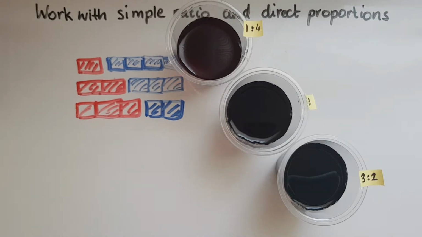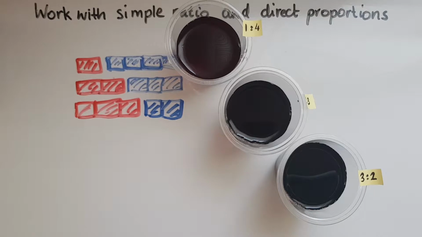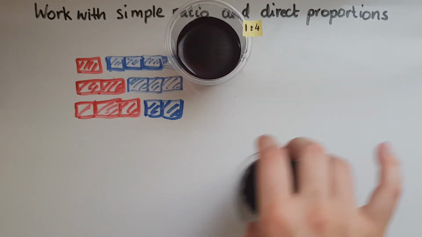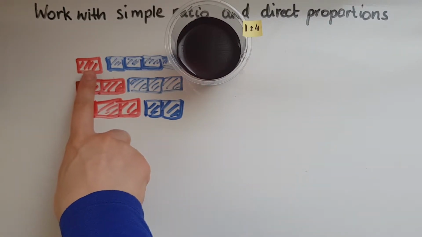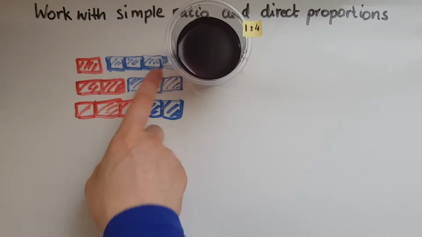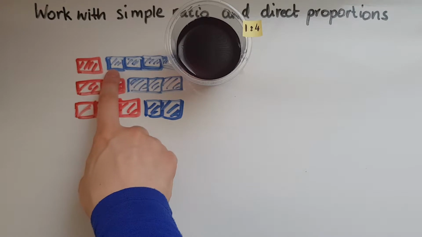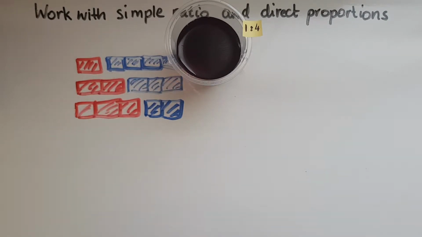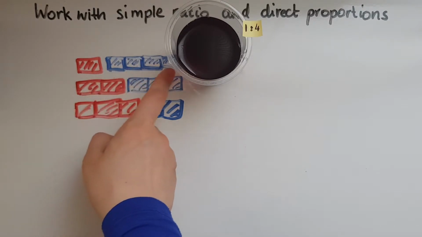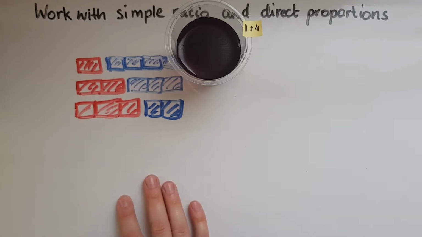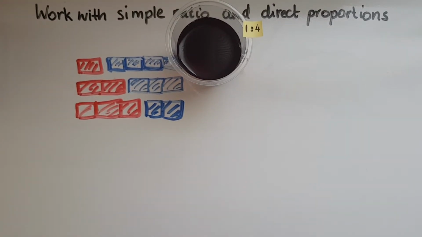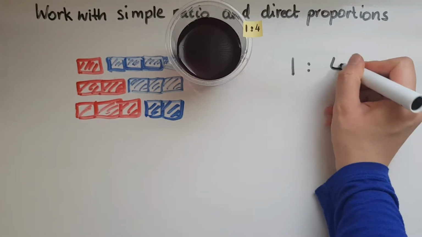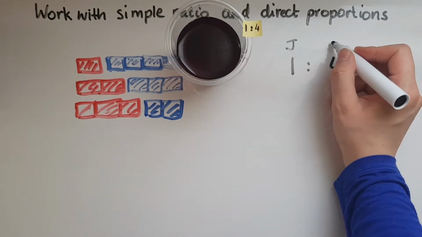We'll focus now on the ratio of juice to water 1 to 4, because that's the one that we should be using for this drink. So if you notice, for 1 part of juice you need to mix it with 3 more parts of water, so not just 1 but 4 parts altogether. Or in other words, the amount of water is 4 times the amount of juice. And this is how we write that: 1 to 4. So 1 is juice and 4 is water.